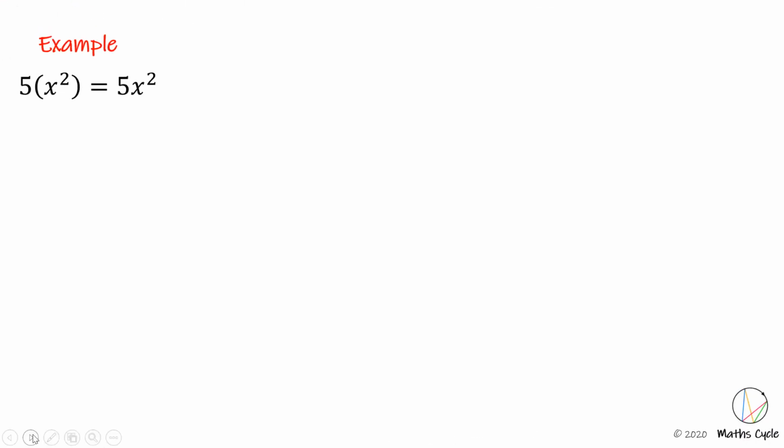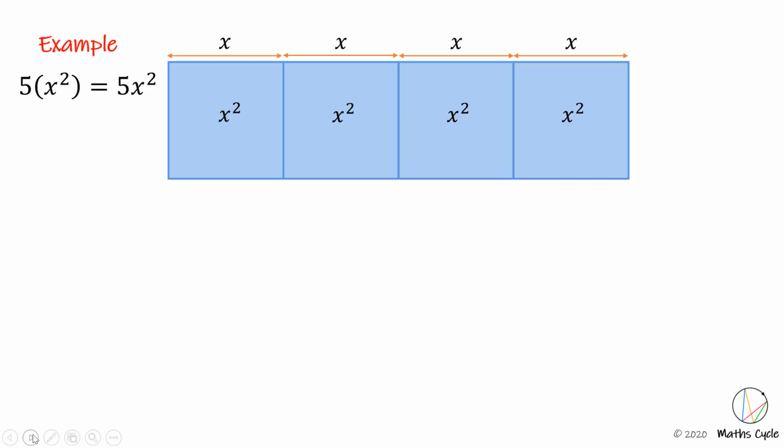Okay, so what if I have 5 multiplied by x squared? Well, that's going to be 5x squareds. So look, 5 multiplied by x squared. So take your x squared and multiply it by 5. And what do I have then? I have 5x squareds. Okay.